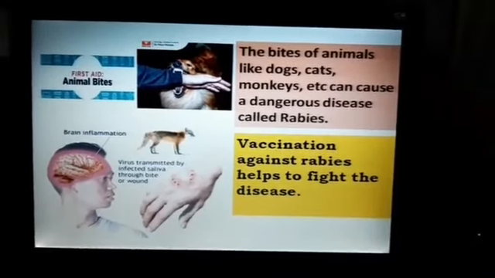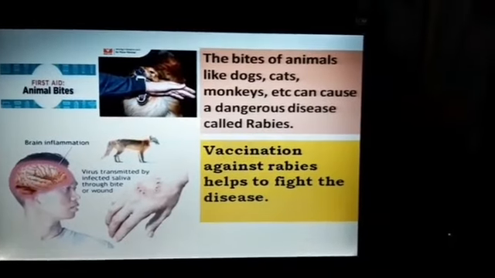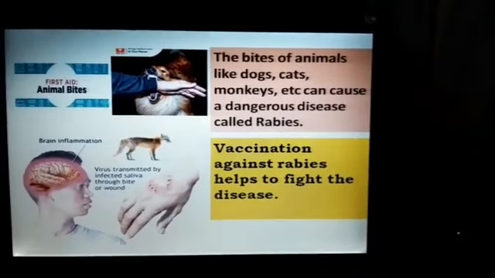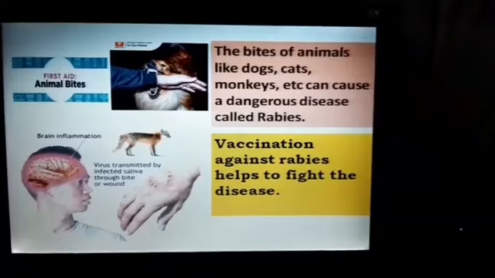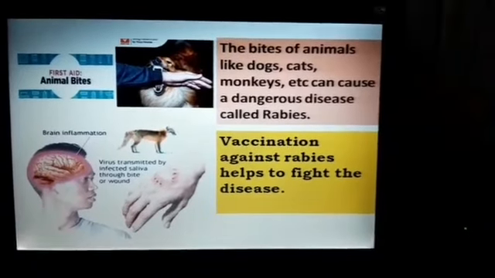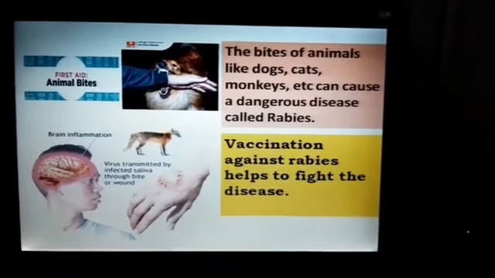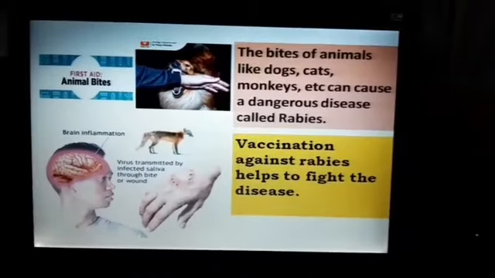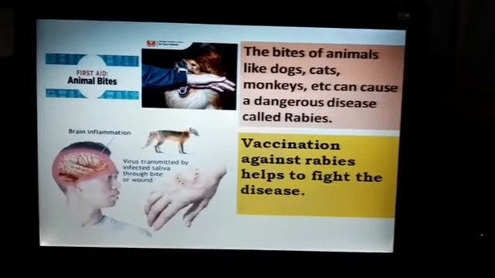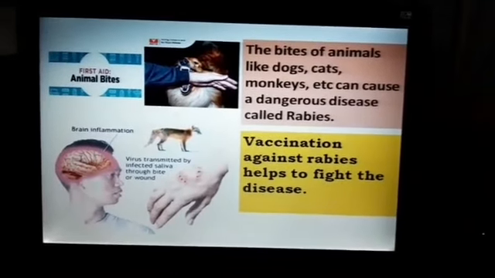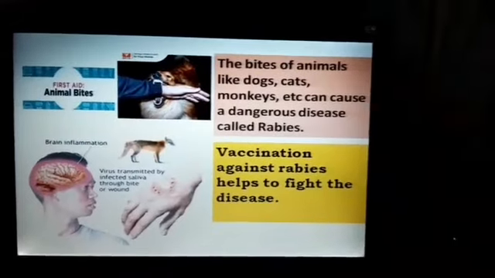But what are the steps that we need to follow in case of animal bites? We should wash the bitten area with running water so that the saliva is washed off. Then we should apply an antiseptic cream over the bitten area and visit the doctor.